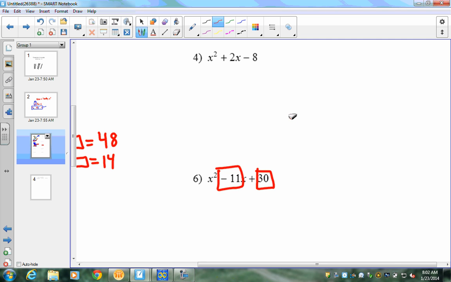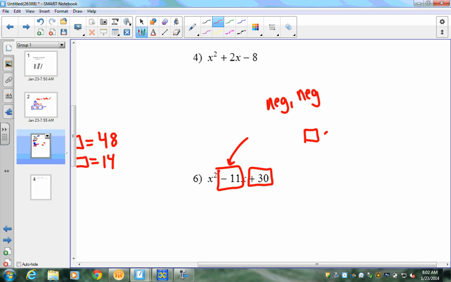Now what makes it difficult is the fact that this is now a negative 11. So you're going to have to go back to your number sense here, okay? So negative 11, so that means I'm going to have to deal with a negative number of some sort. But if you notice, it's got to multiply to get a positive 30. If I took a negative number and multiplied it by a positive, there was no way that I would get a positive 30. So that means my two numbers would have to be negatives.